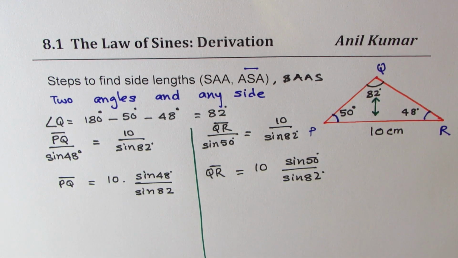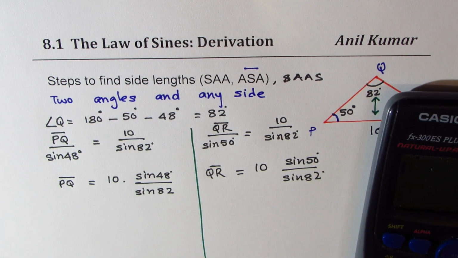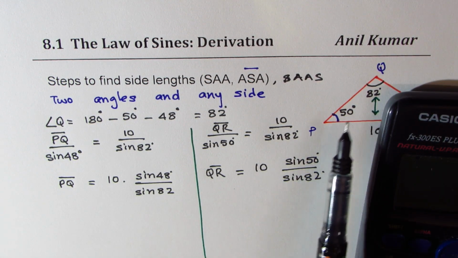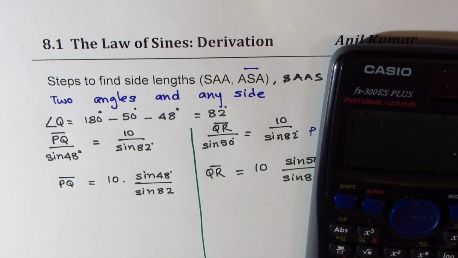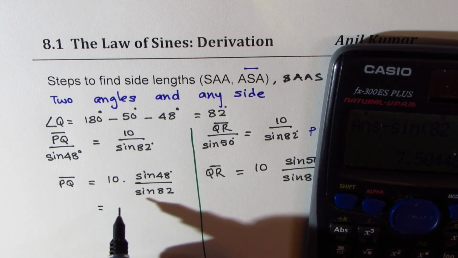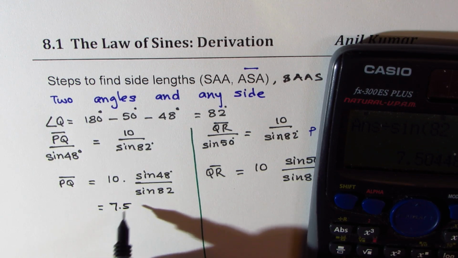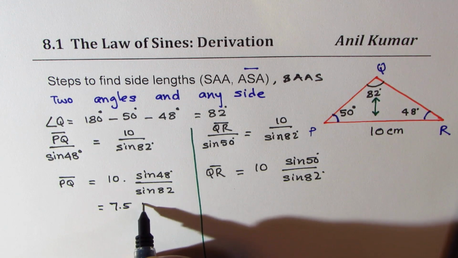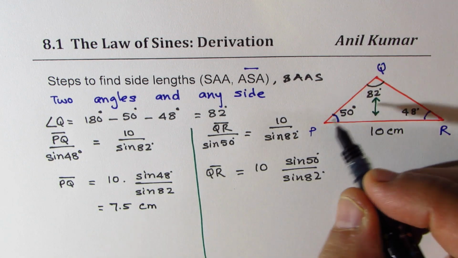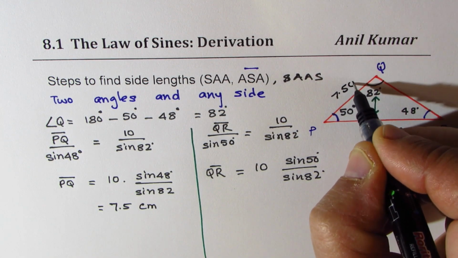Now we can use the calculator to find the answer. So the ratio basically is between the sines of the angles, right? What we get here is 10 times sine of 48, and we are going to divide this by sine of 82. We'll round this answer to one decimal place. We get 7.5. The units are centimeters. So PQ is 7.5 centimeters.